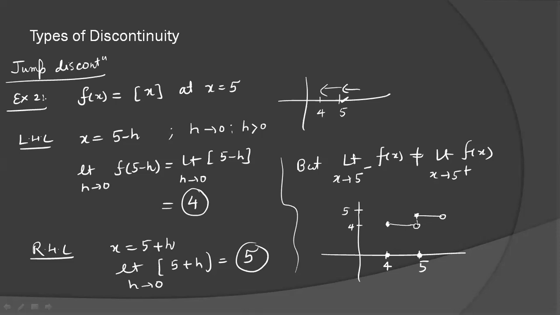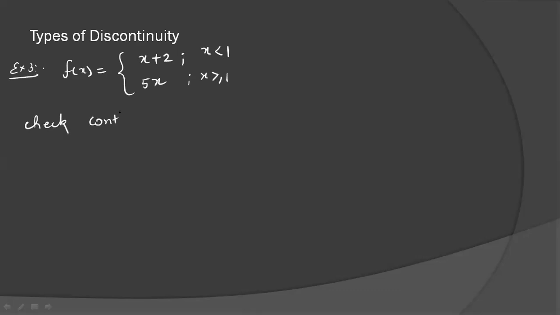You can see one more example, jump discontinuity. Very simple example I am taking here. Example 3 on jump discontinuity. If you take f(x) as x plus 2 when x is less than 1, and it is 5x when x is greater than or equal to 1. Check continuity at x equal to 1.